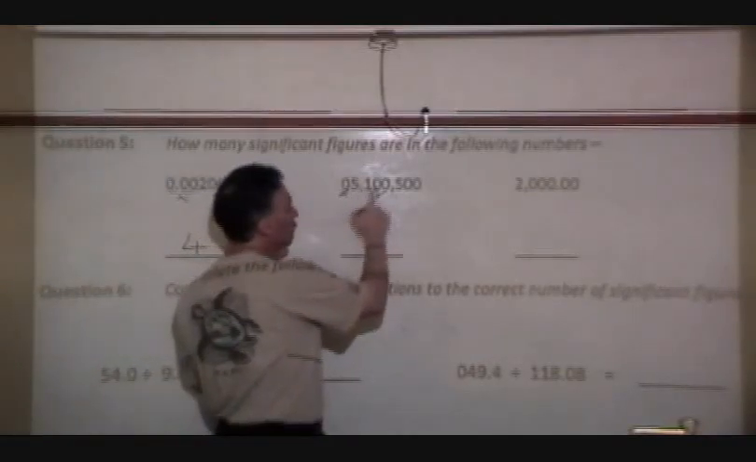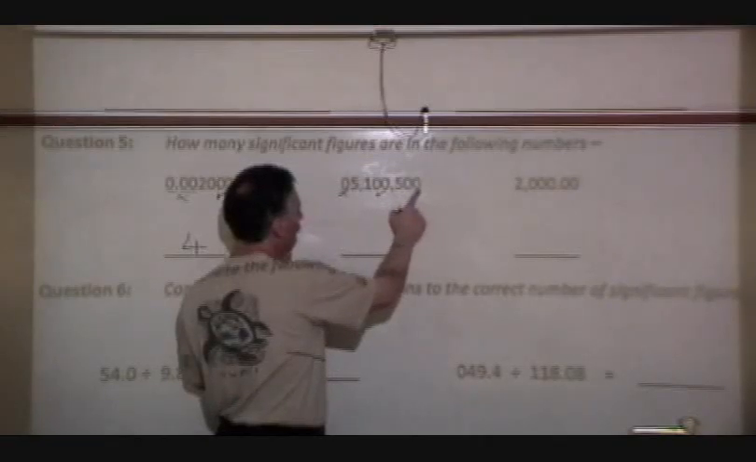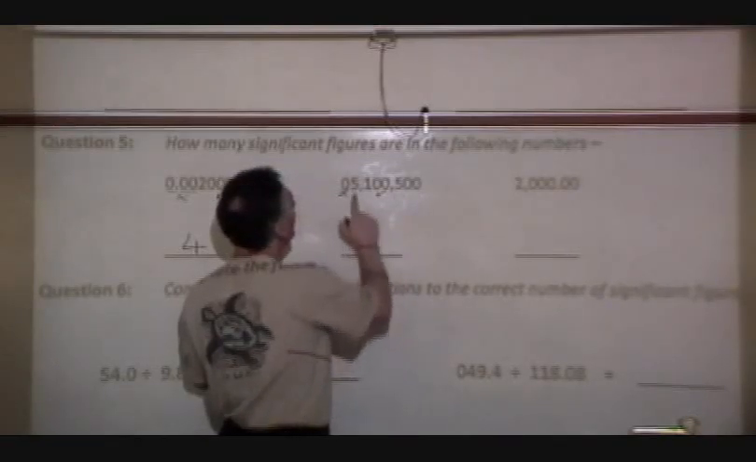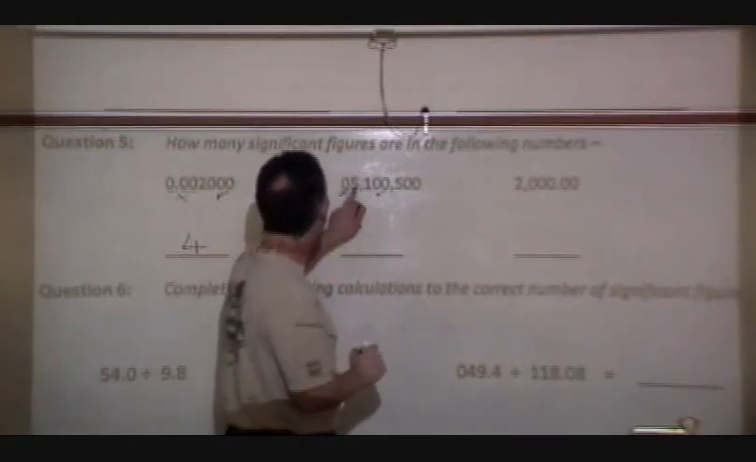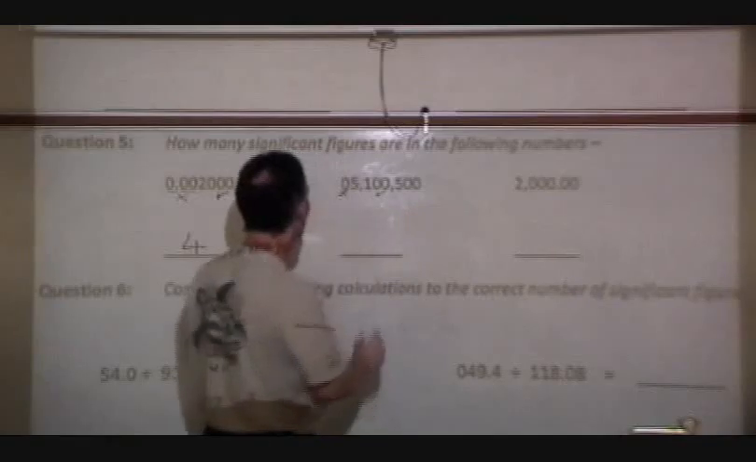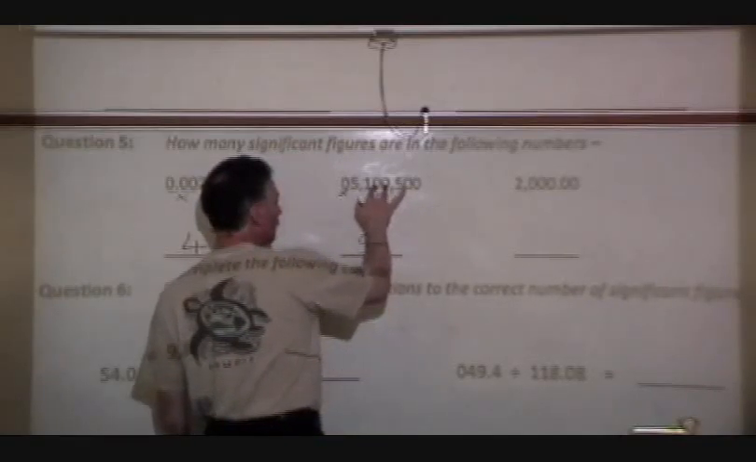This number, there's no decimal place, so we don't know for sure about these numbers. All we know for sure is 1, 2, 3, 4, 5. So right, then between non-zeros, these zeros here are definitely significant.